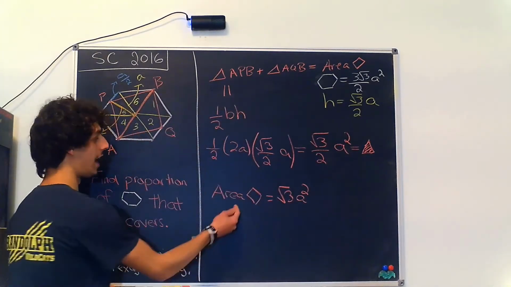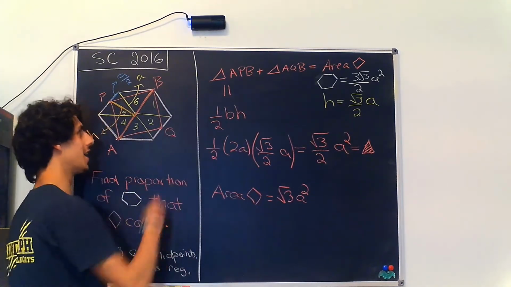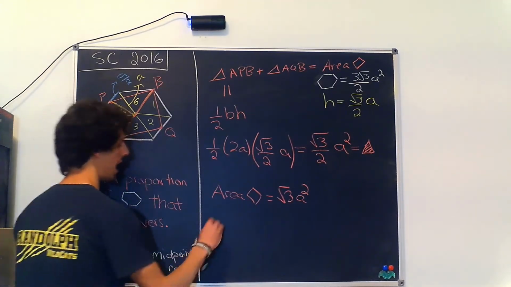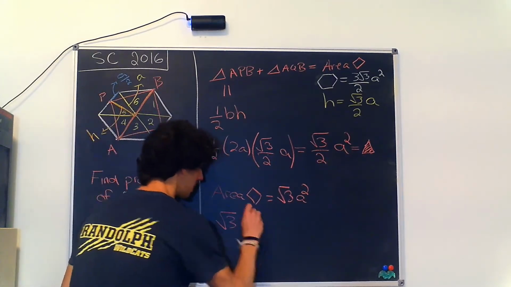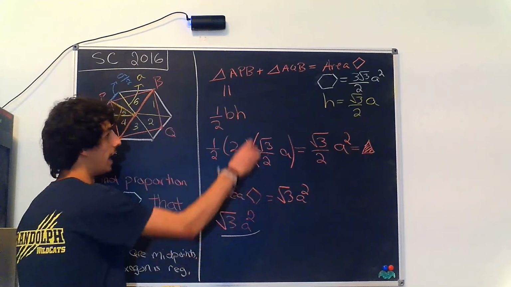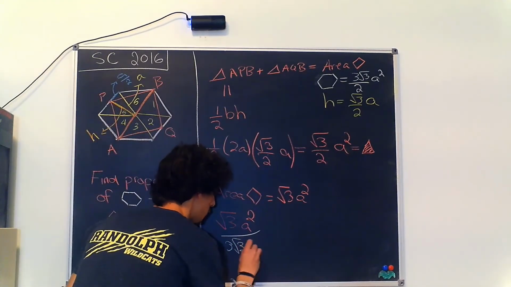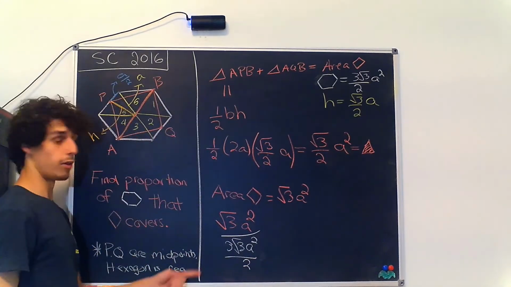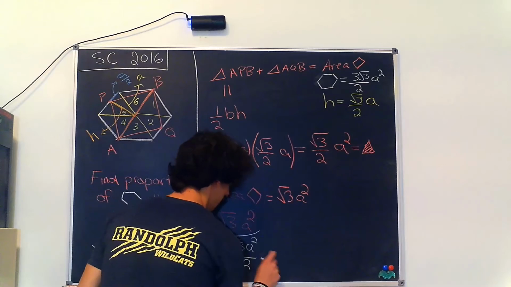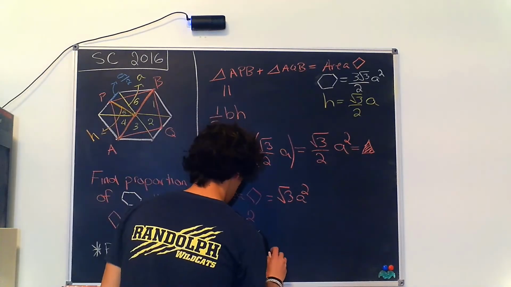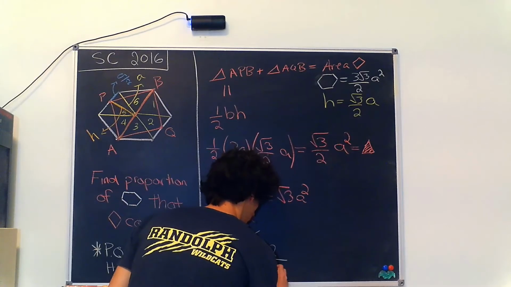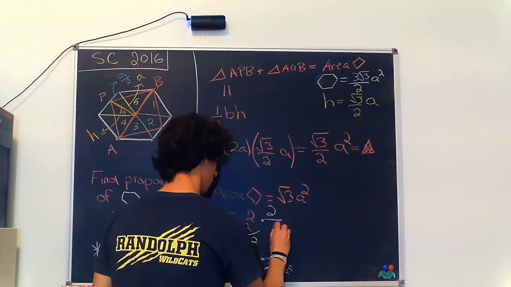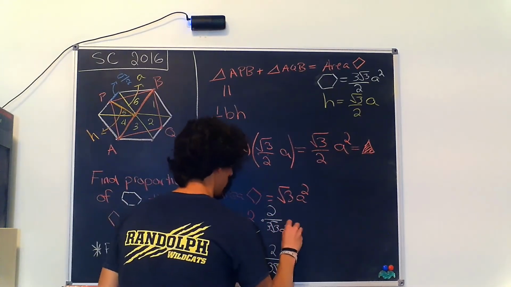So let's go ahead and divide the area of the diamond by the area of the hexagon to see how much of the hexagon it actually covers. So we'll have the square root of 3 A squared, that's from the area of the diamond, divided by 3 times the square root of 3 A squared over 2. That's from the area of the hexagon. But now let's go ahead and multiply and simplify the bottom half of this fraction. So we will have 2 over 3 times the square root of 3 A squared on the bottom, and we'll also have 2 over 3 times the square root of 3 A squared on top.